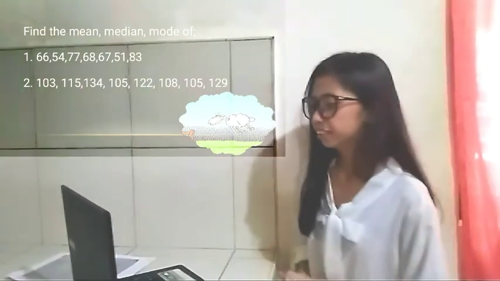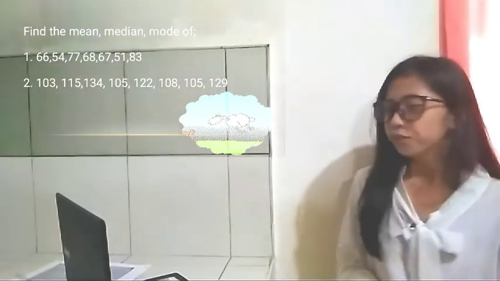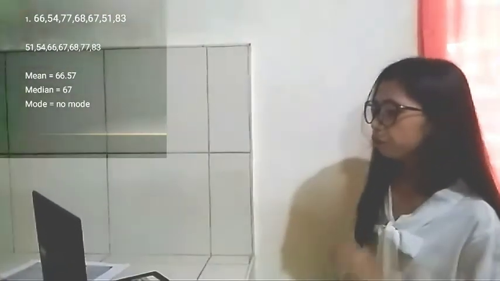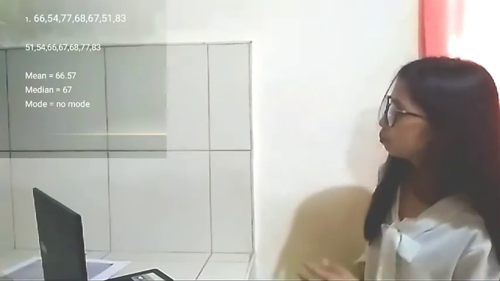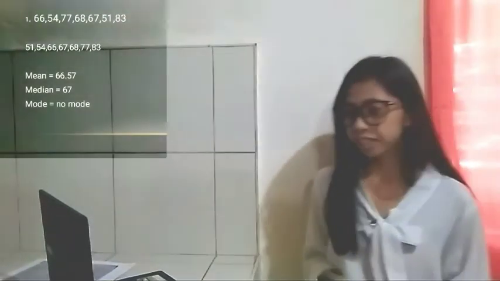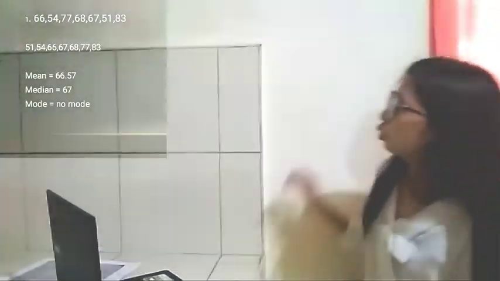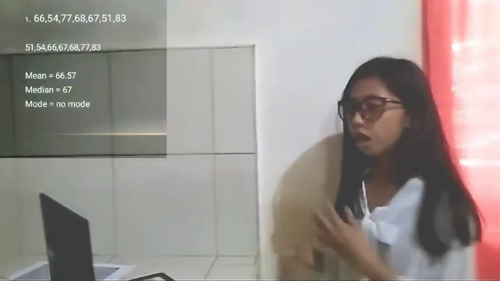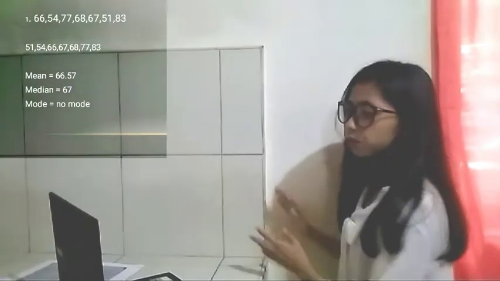Miss Ashley, kindly answer number 1. So, that's right. The mean of number 1 is 65.57. The median is 67. And as you notice, we have no numbers that repeats or appears most frequent. So that means there is no mode.